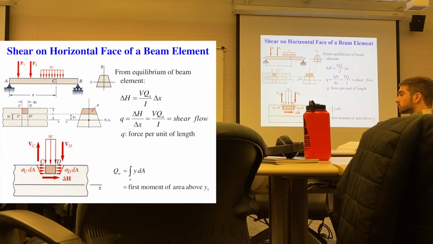So this whole chapter is governed by two equations. q equals VQ over I, tau equals VQ over It, and that's it. All you need to know is to understand what's going on, which is typically not very easy. So if you are dealing with nails, you need to get the force per unit length, shear flow, VQ over I.